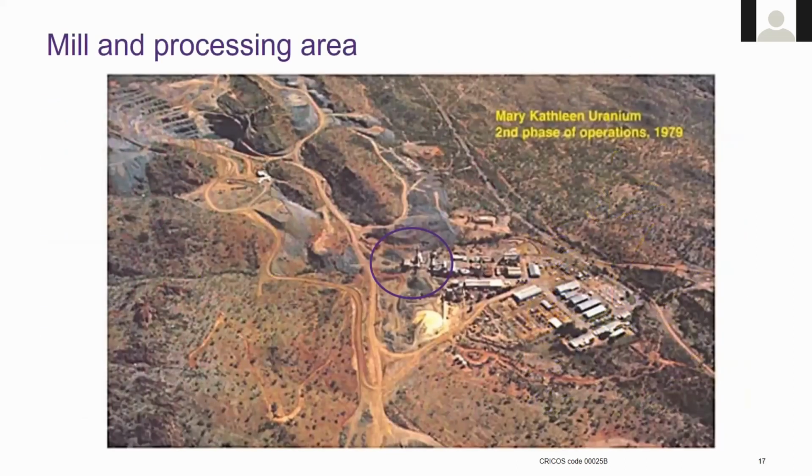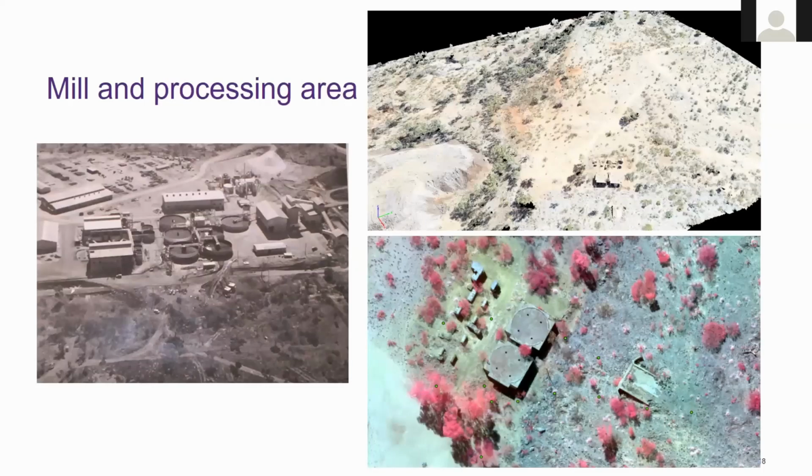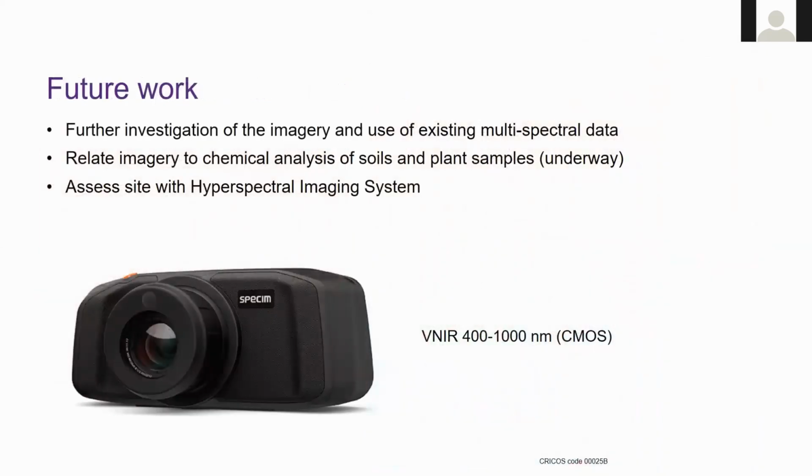Just to give you a bit of context, this is the area that I just showed, circled in the middle, and that was the processing plant that was there up until the early 1980s. And to give you another view of what the drone can collect, on the left is another historic picture. On the top right is again the point cloud, and there is a true color image of what's there now, showing the remaining infrastructure and the collection area that we covered.